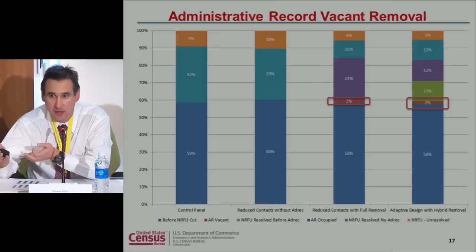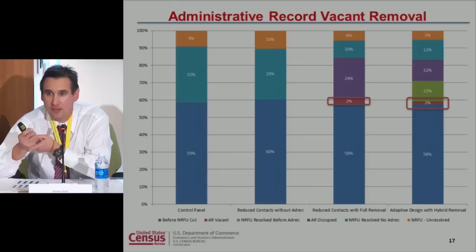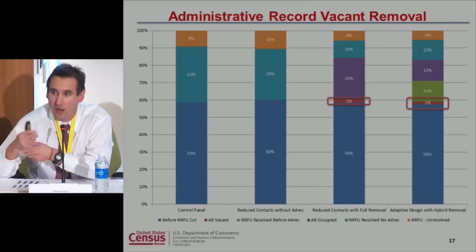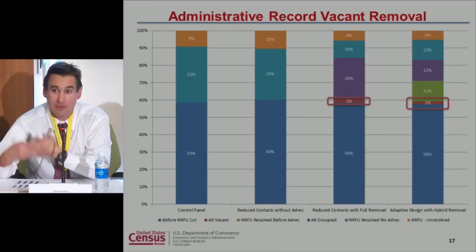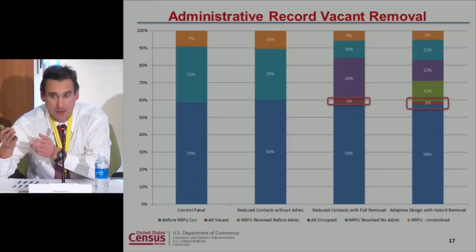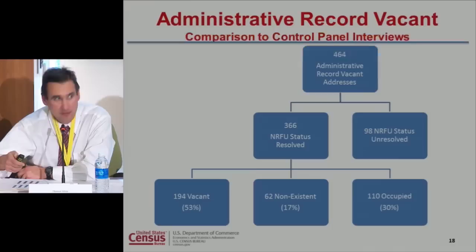There's a couple of comments about the 2% that was a little bit lower than we initially were expecting. One of the things we did see in this test is we had fewer undeliverable as addresses in this 2014 test time period than we did in 2010. So at least we were seeing fewer UAA reasons, and since UAA reasons are a main driver of determining units to be vacant, we ended up identifying a smaller number in this test. But let's look a little bit at these 2% and see what ended up happening with those particular cases.